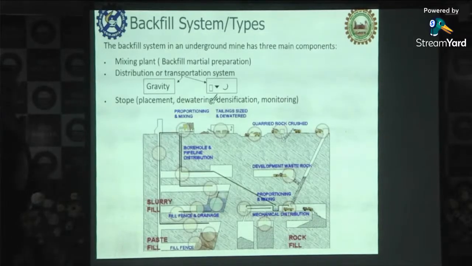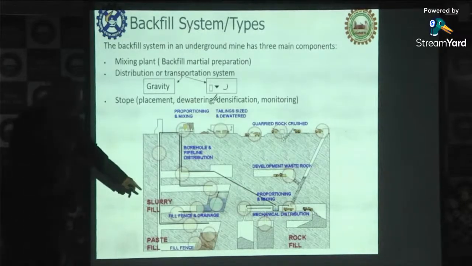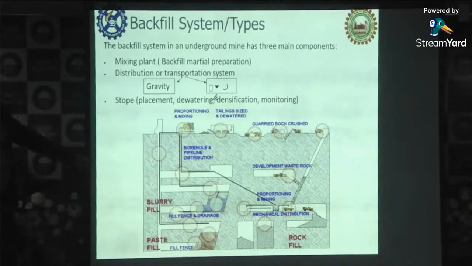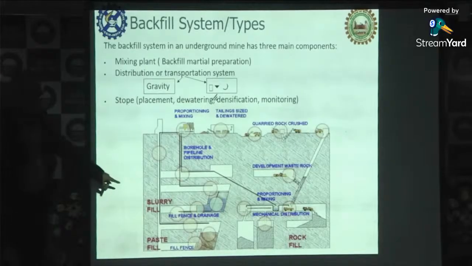As you can see, in hydraulic fill, in cemented hydraulic fill, we need a complicated barricade system and a good drainage system, because the ratio of water is, like, we generally put 70 to 75% solid and the remaining 30% is water. So we need an elaborate drainage system for hydrofills. That is not the case in paste fill.